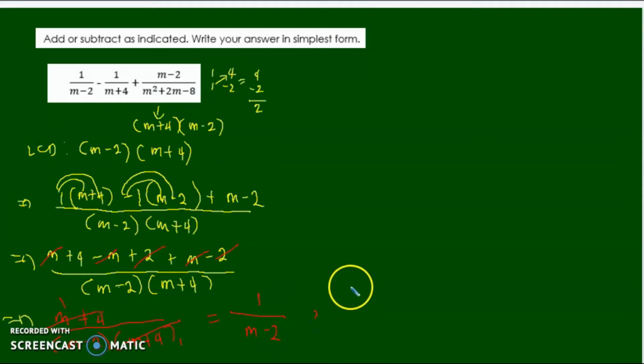But what are the restricted values for m? Or what is the domain here? The domain is the set of all real numbers except positive 2 and negative 4. So therefore, in here, m must not be equal to 2 or negative 4. Okay, let's have another example.